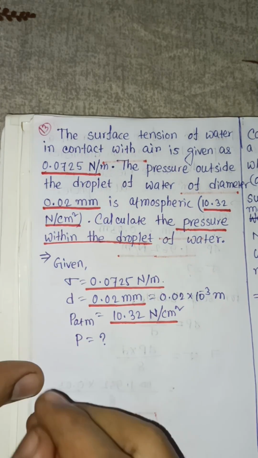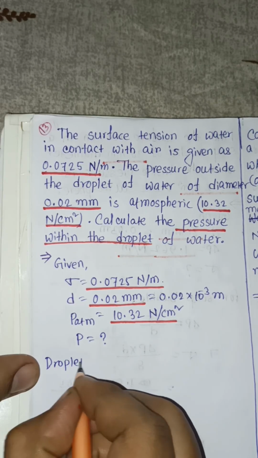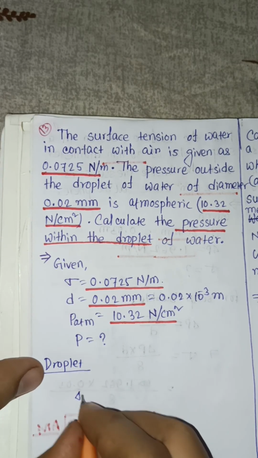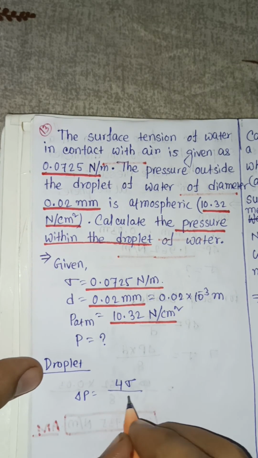So for droplet we know that delta P that is equal to 4 sigma by D. Okay.